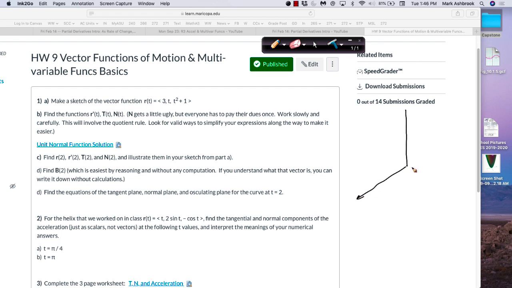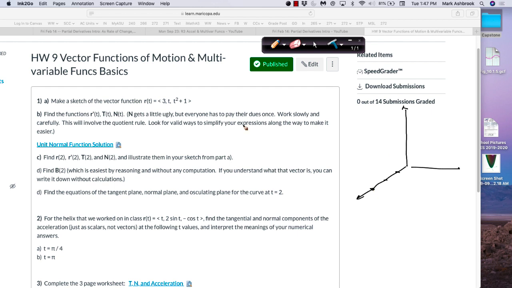So how would we go about sketching that? 3, t, t squared plus 1. What can you say about that right off the bat? It's a parabola, and the plane x equals 3, he says. So compared to the screen here, what is the plane x equals 3? Where's that? 3 forward, right? So go 1, 2, 3. So we're in this plane, x equals 3.